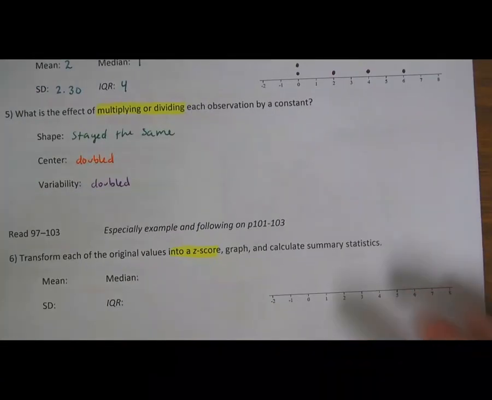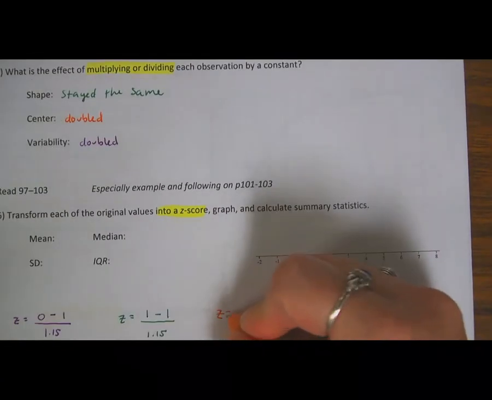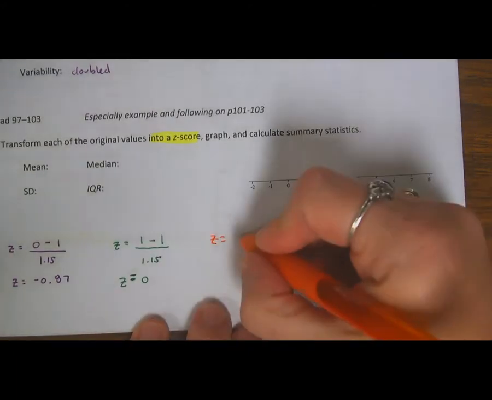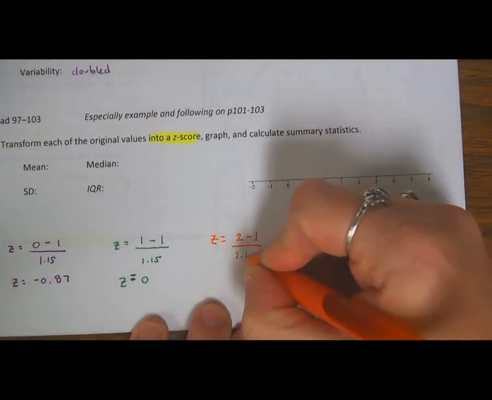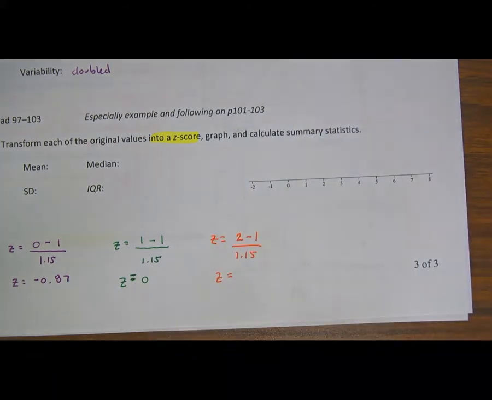Okay, next, 2. Let's find the z-score for the data value of 2. 2 minus 1 over 1.5. Oh, excuse me, 1.15.